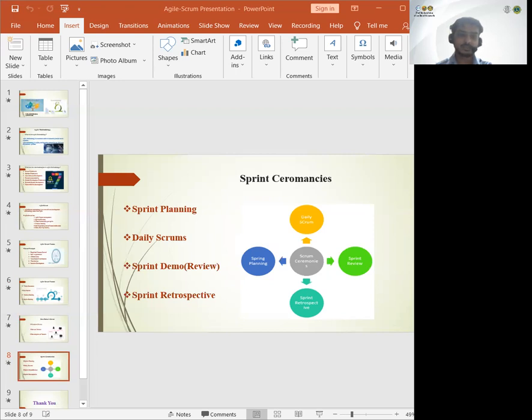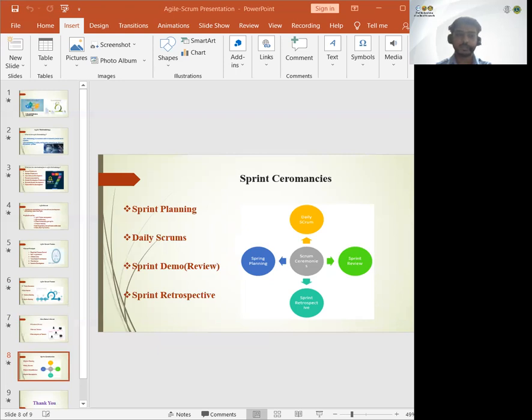Next one is daily scrum. A short meeting happens daily. Team members list the work they have completed since the last meeting. They discuss what I have done since we met, these are the obstacles I have encountered, and this is what I plan to do today. Normally, we spend about 2 minutes with each member.